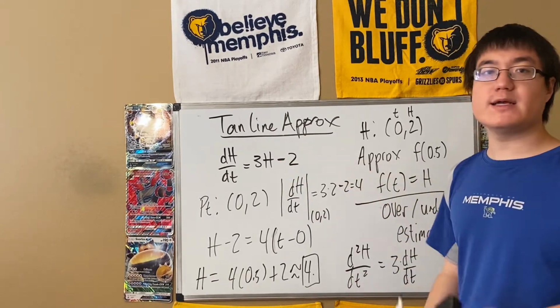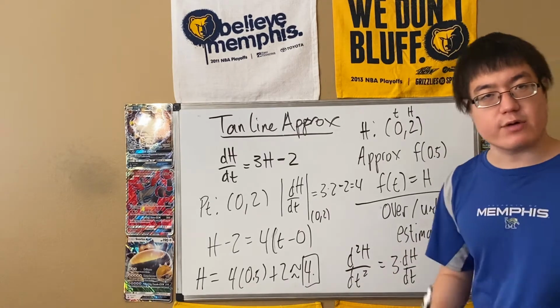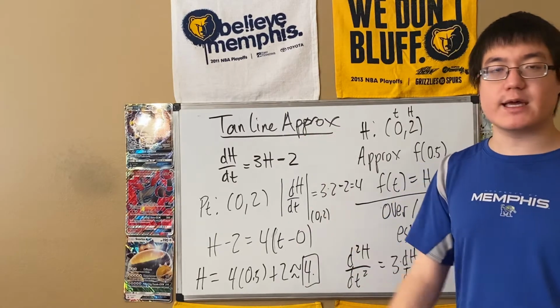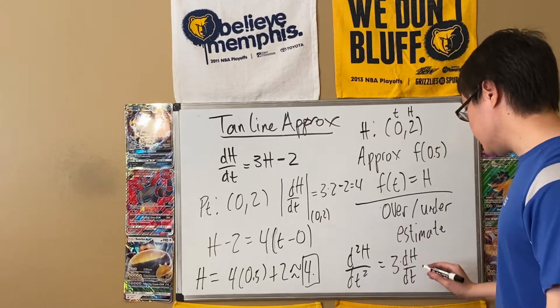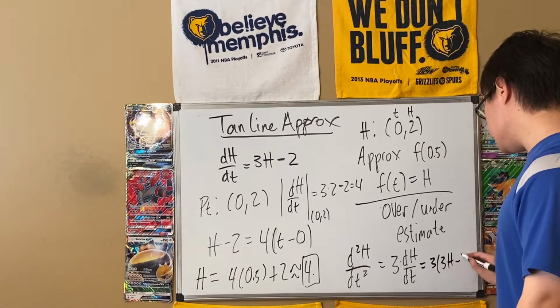Then we're going to replace dh/dt with what it is, 3h minus 2. It's very easy to write that the derivative is just 3, but because h is playing the role of y in this case, we do have to implicitly differentiate like we did a few minutes ago. So in this case, it's going to be 3 times 3h minus 2.